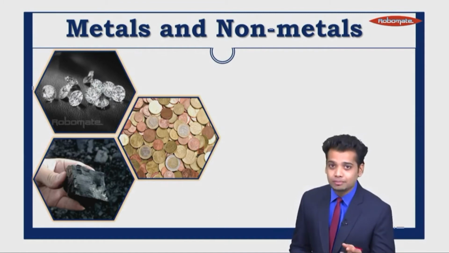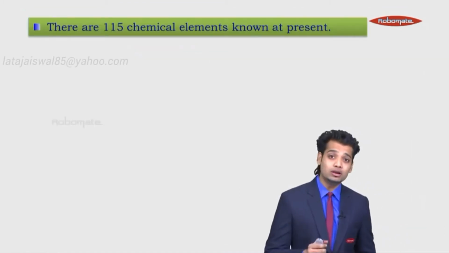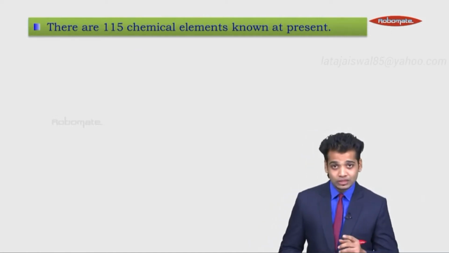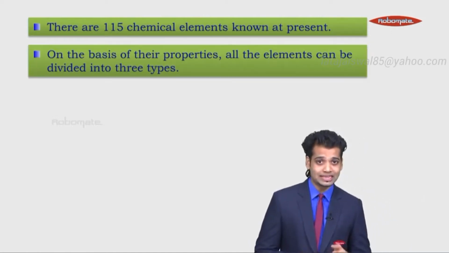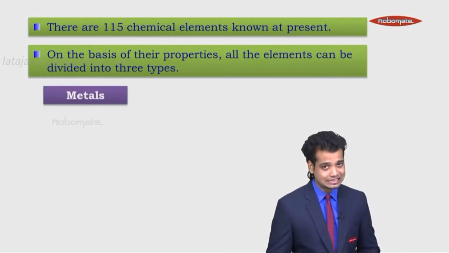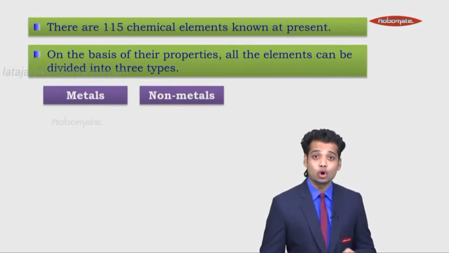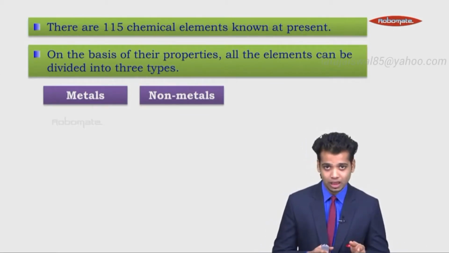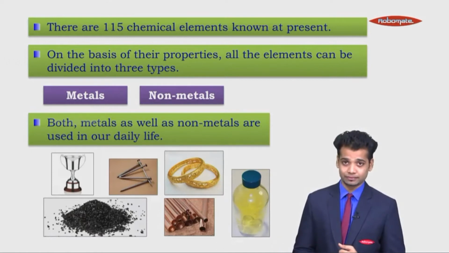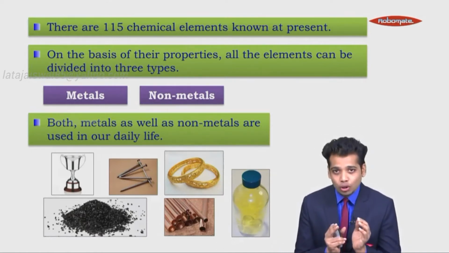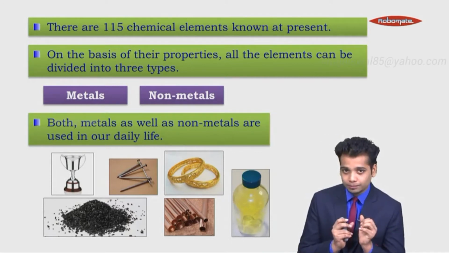These are elements. And there are about 115 chemical elements known at present, out of which, on the basis of their properties, they are divided into three types. The first type is the metals. The second type is the non-metals. These metals as well as non-metals are used in our daily life. Now, metals is the larger group and non-metals is a smaller group.